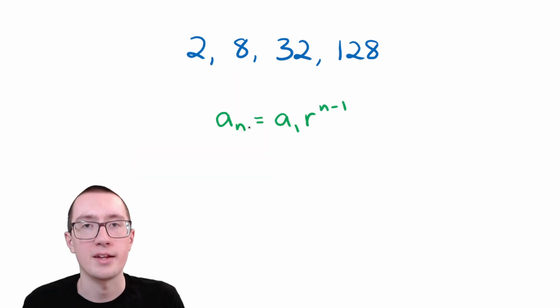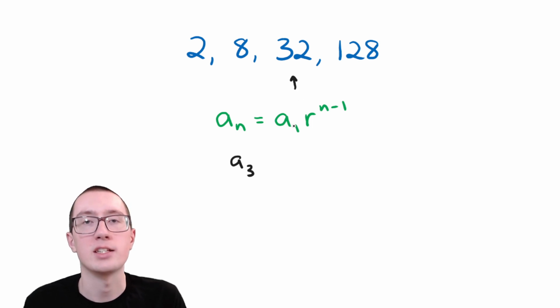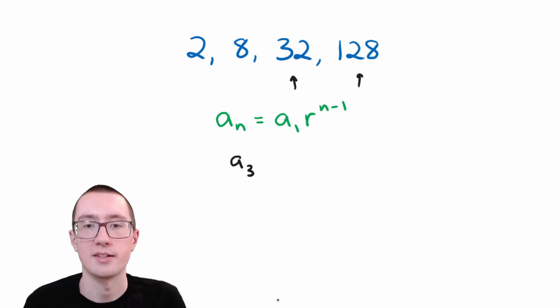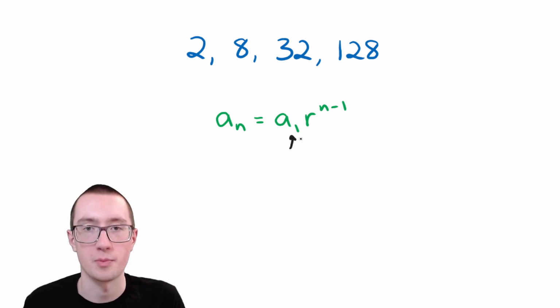So a sub n is always going to mean whatever number we're on. For example, if we had a sub 3, all that means is we're talking about the third number. So a sub 3 in this case would be 32, and a sub 4 would be 128. So in that case, it makes sense that a sub 1 just means the first number. So a sub 1 in this case is 2.